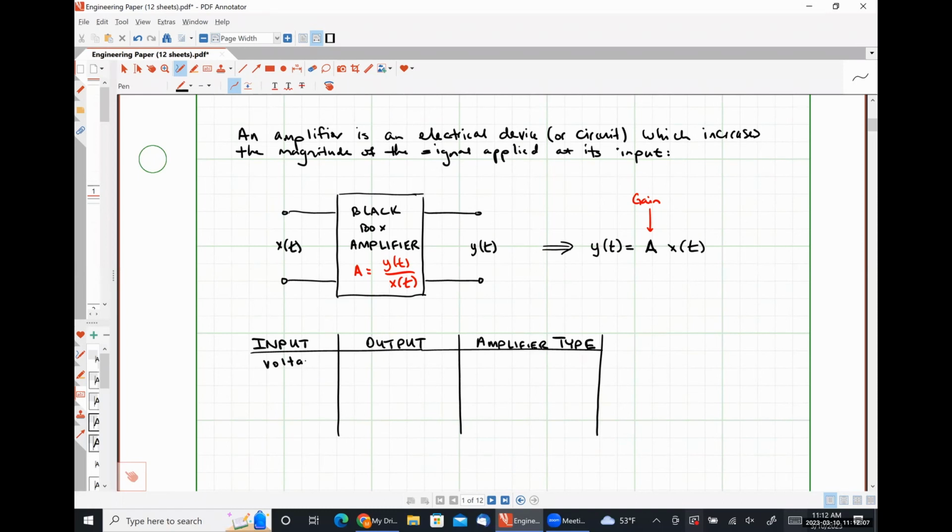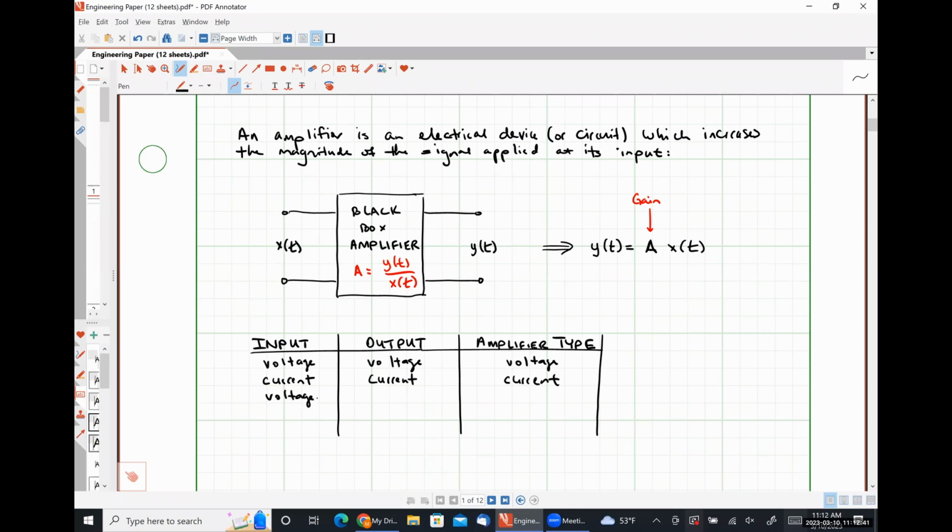So if we apply a voltage signal at the input and we get a voltage signal at the output, guess what? We have a voltage amplifier. Makes sense, right? Similarly, if we apply a current at the input, measure a current at the output, we have, I put too many R's there, excuse me, a current amplifier.